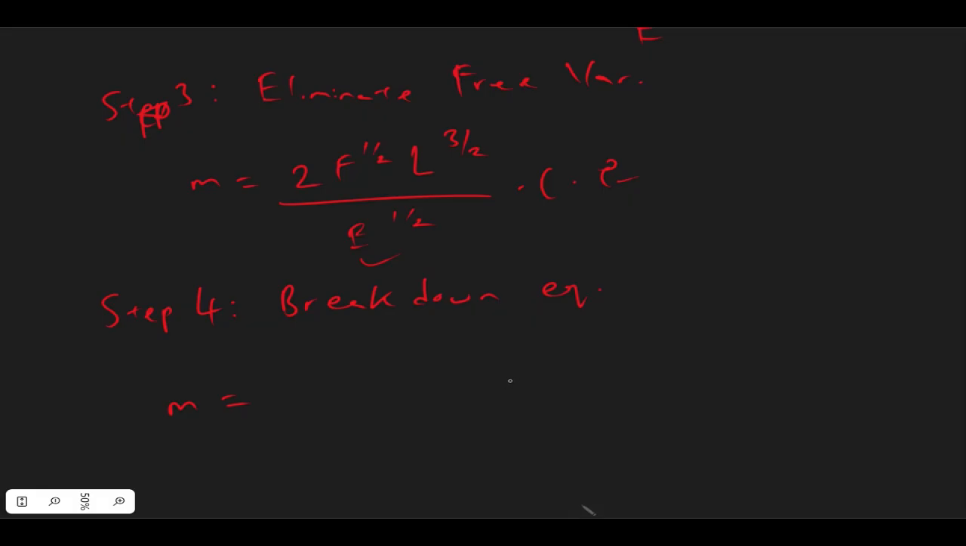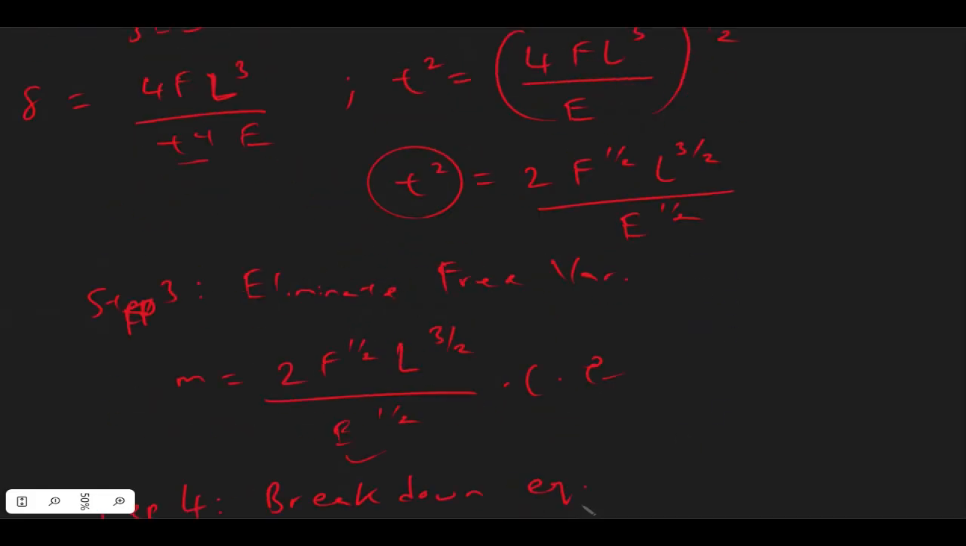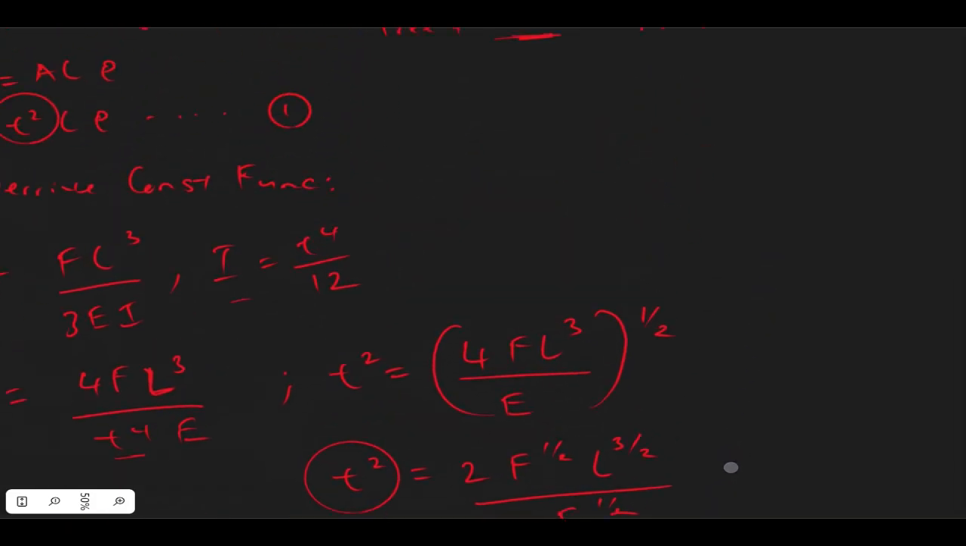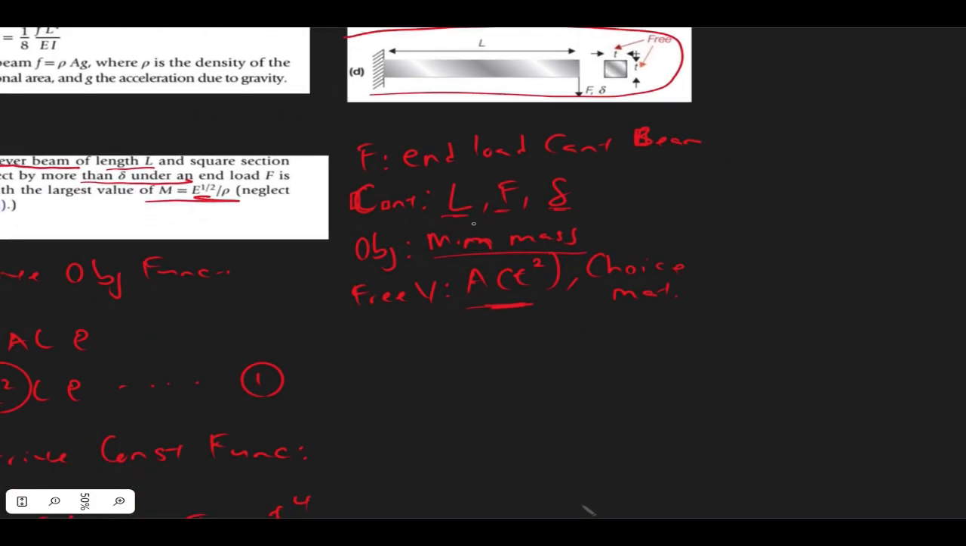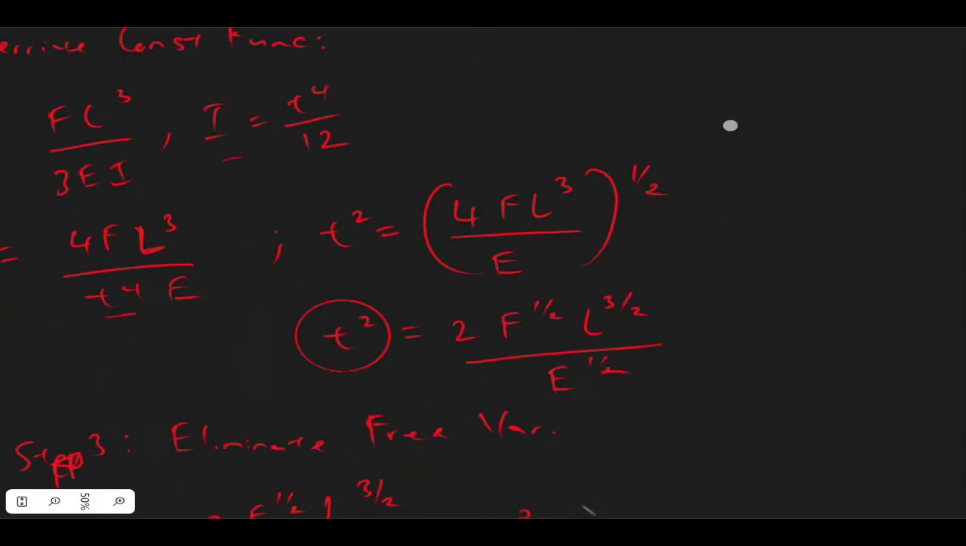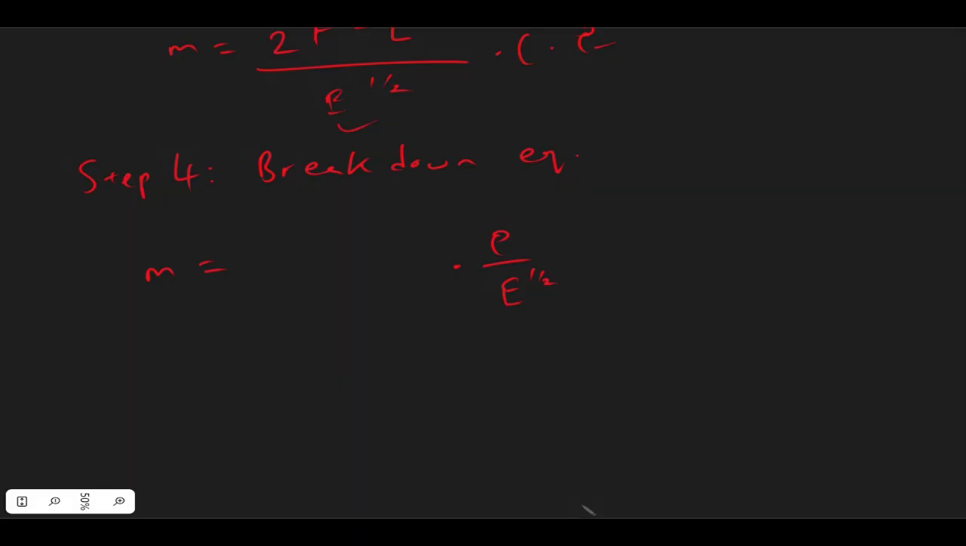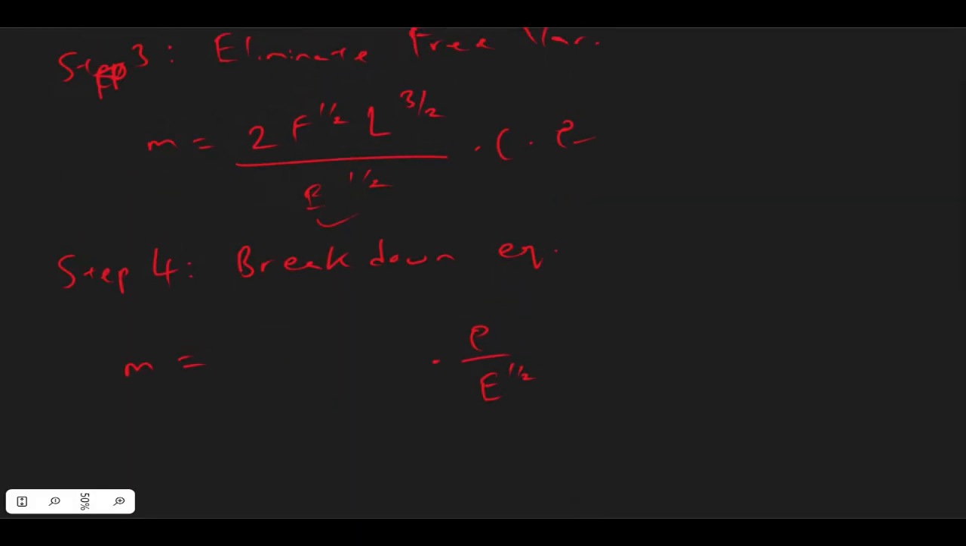So what you have here is density divided by Young's modulus raised to the power half, times, next one is the geometric constraint. Based on the constraint that we defined, we know that the geometric constraint is length. The constraint based on the geometry is L raised to the power 3 divided by 2. So that's a geometric constraint.